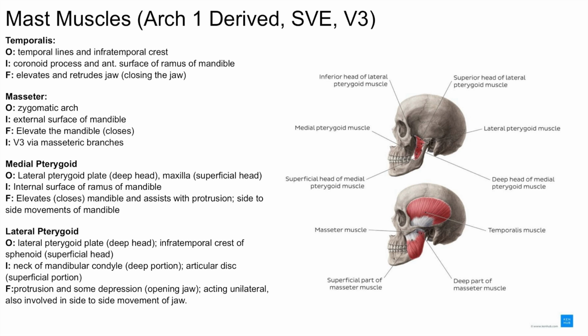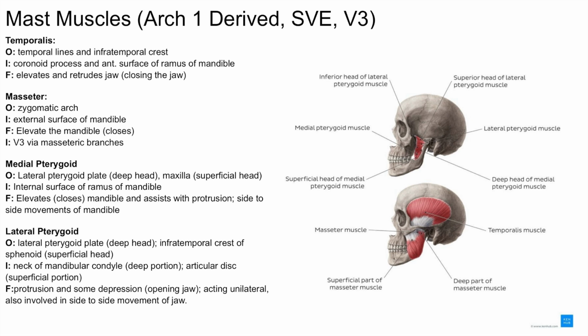The medial pterygoid is positioned internally and mirrors the masseter in function. It originates from the lateral pterygoid plate and maxilla and inserts onto the medial surface of the ramus of the mandible. Initially, it elevates the mandible and assists with protrusion, and when acting unilaterally, it contributes to that side-to-side movement of the jaw, which are essential for grinding food.